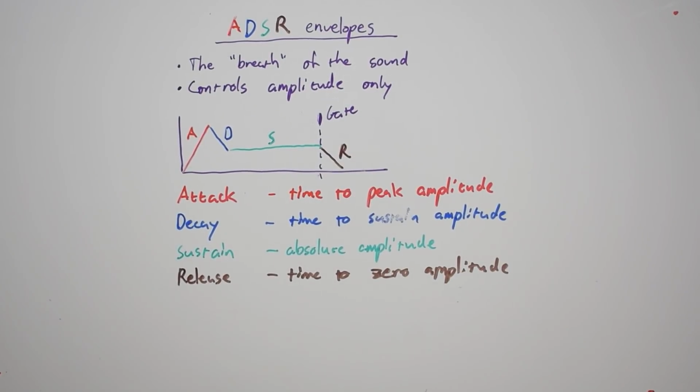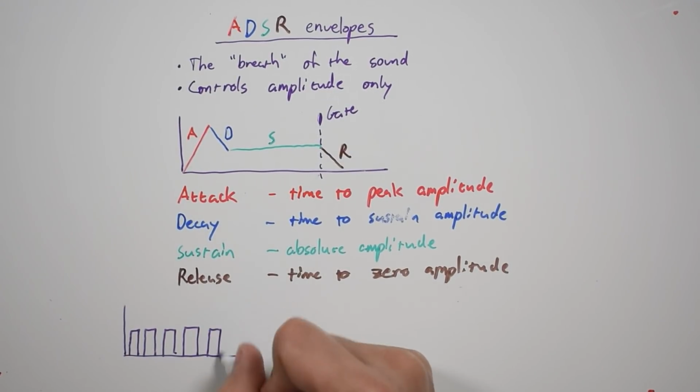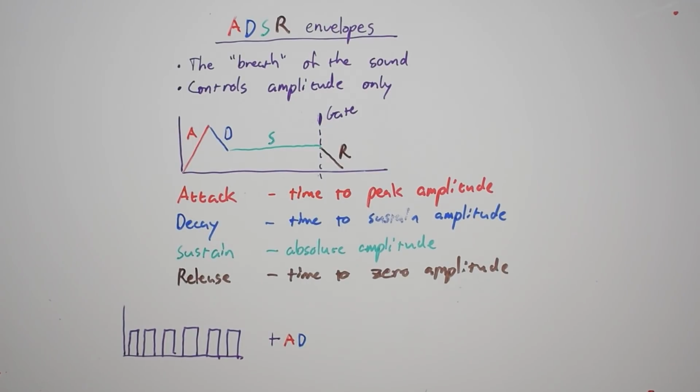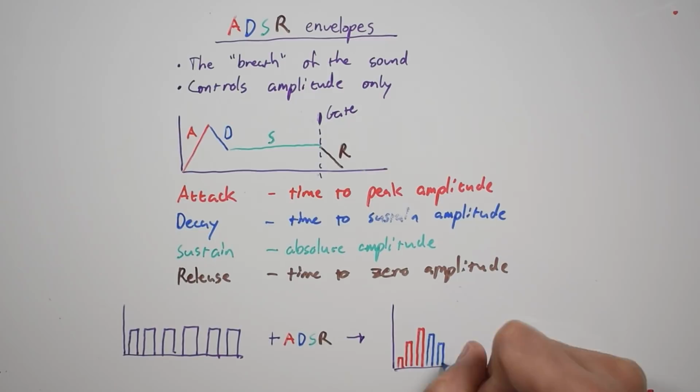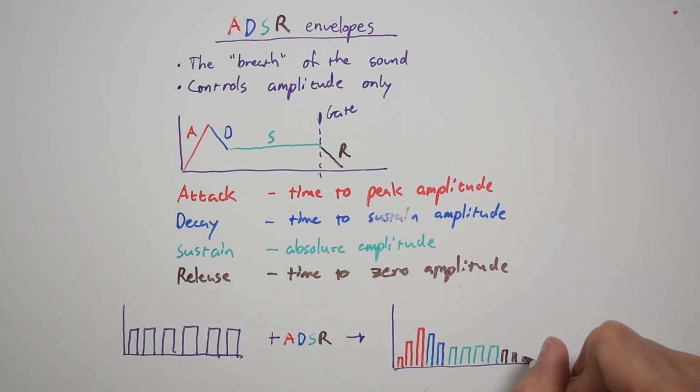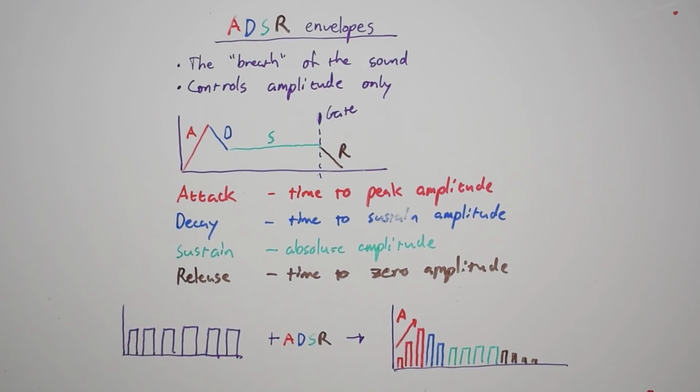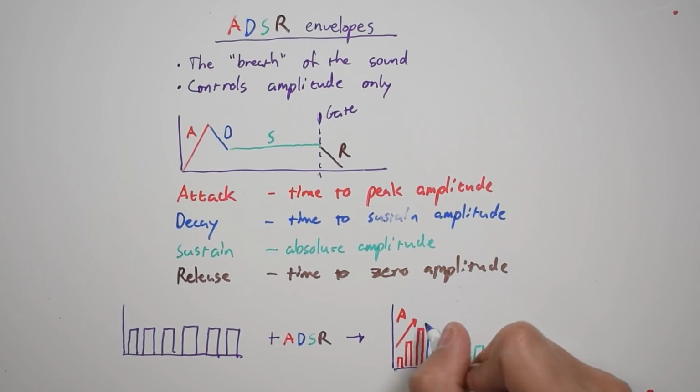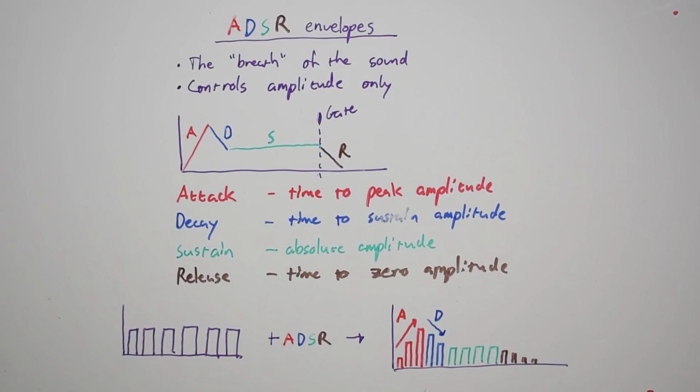As an example, take this identity pulse wave that we have on the left. If we add the ADSR envelope to it, we end up with something like this. First, the attack ramps the audio up to the peak. Immediately afterward, decay brings it down to the sustain level. Sustain is held until the gate is released. And finally, the release occurs and it drops back to 0.